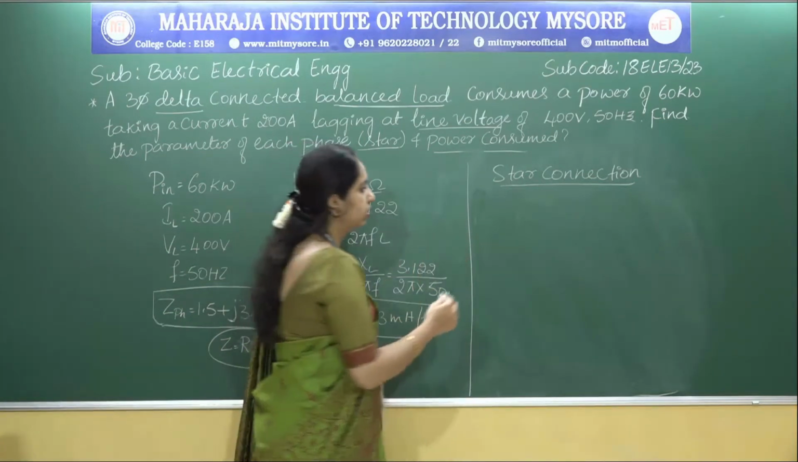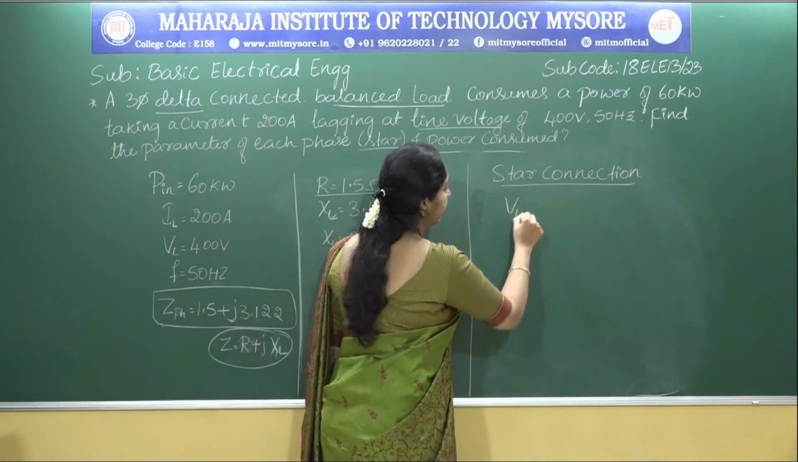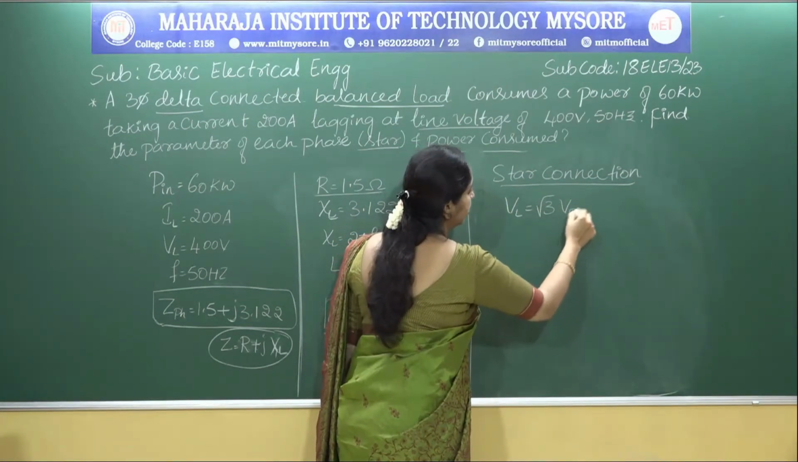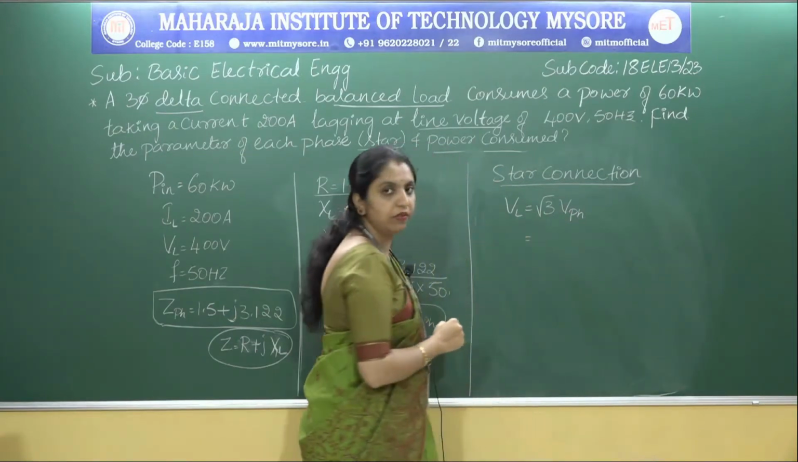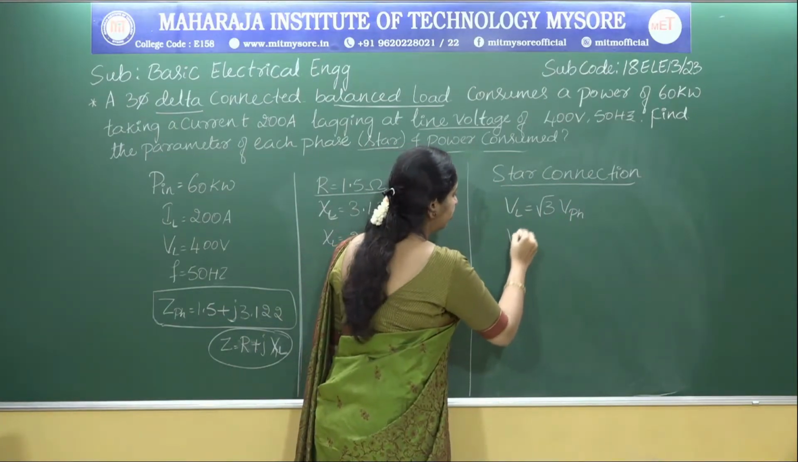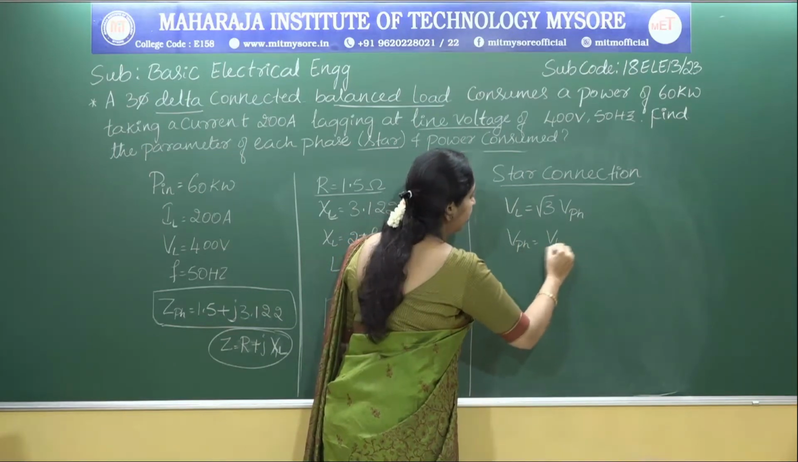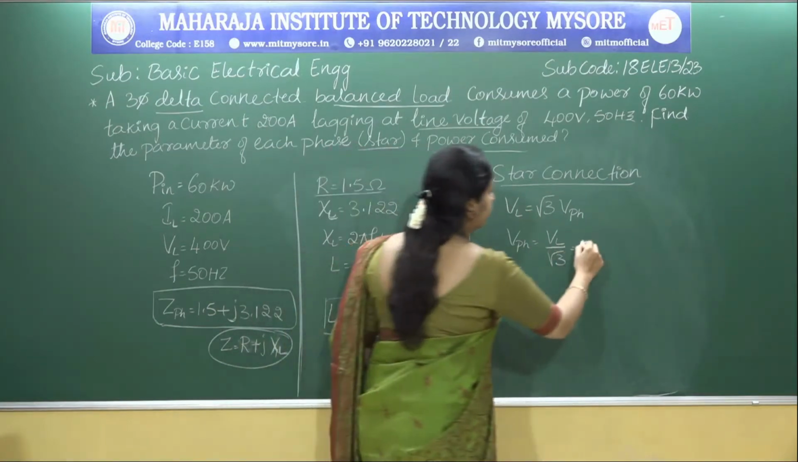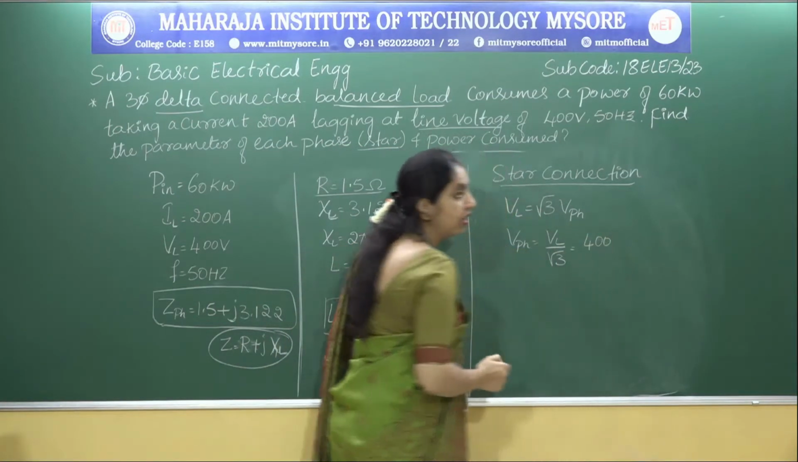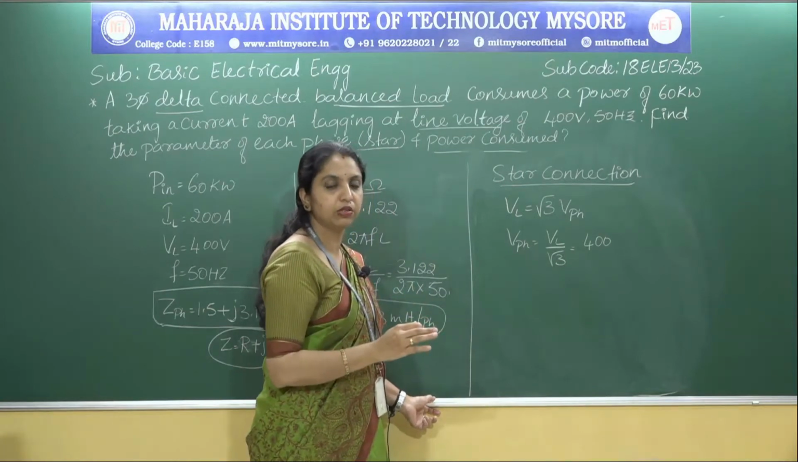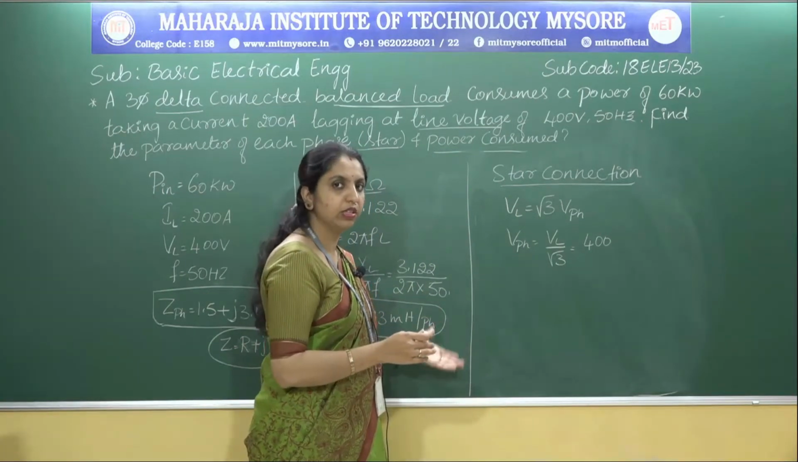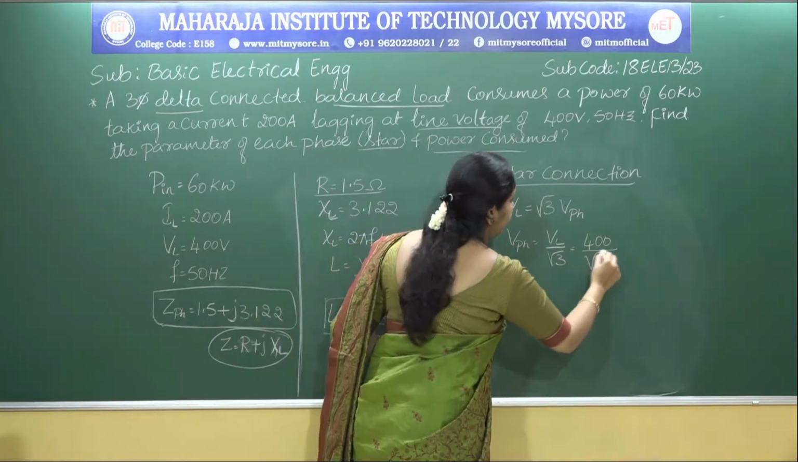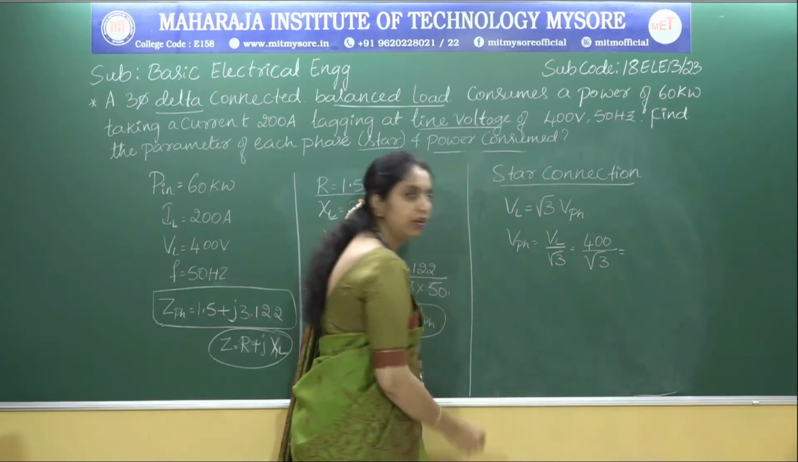In star connection, we need to find out VL. What is VL here? VL is nothing but root 3 VPH, right? So VPH is equal to VL by root 3. Remember, the line values always remain the same, whether it is line current or line voltage. So VL is 400, divided by root 3, so we can calculate the value of VPH.